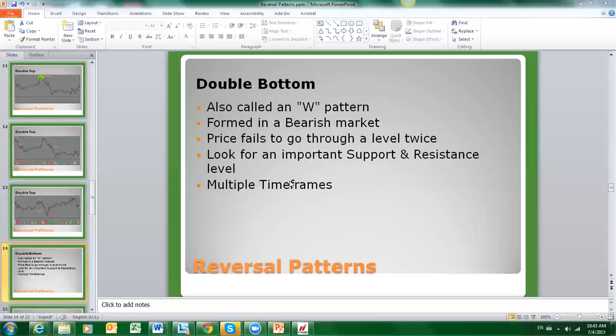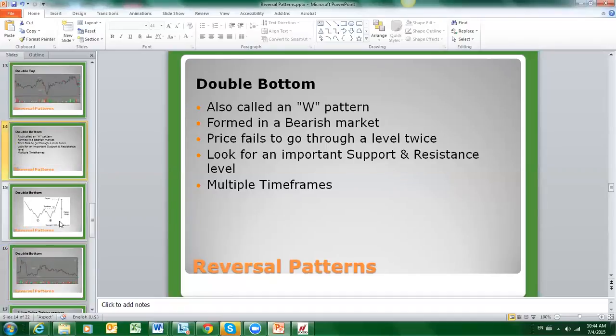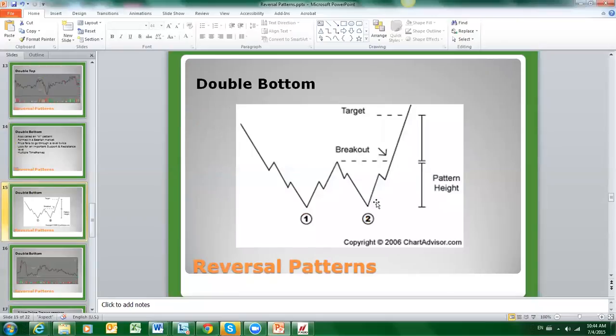And again, this sets up on multiple time frames. If you're a longer term trader, your monthly, weekly, and daily charts, or if you're a shorter term trader, this would set up on a 15-minute chart, 5-minute chart, hourly chart, any of those charts. Okay, so there's a lot of flexibility in the pattern. So here is an example. Again, this is from Chart Advisor.